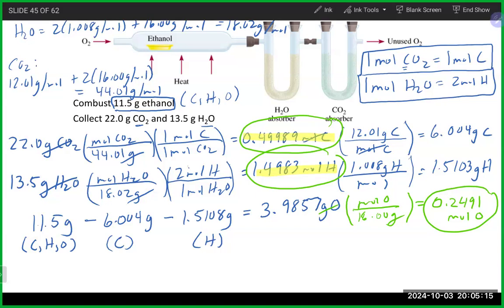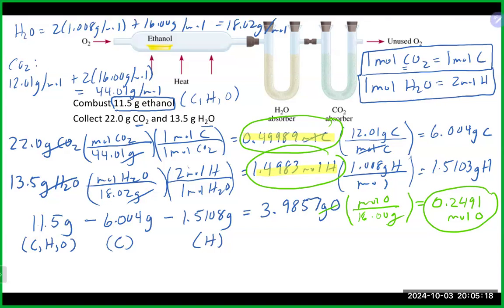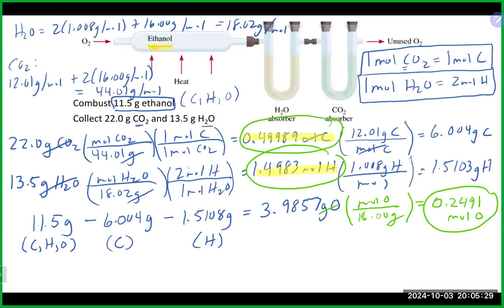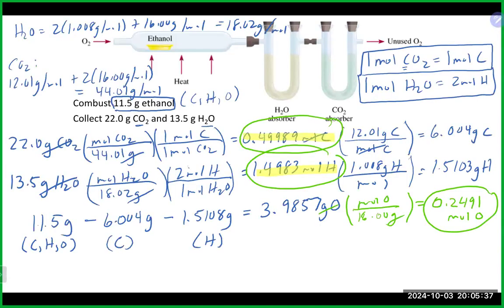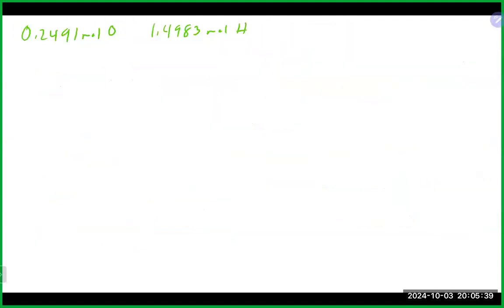So what I will do is we'll go to the next page here. So 0.249 moles of oxygen, 1.4983 moles of hydrogen, and lastly, 0.49989 moles of carbon. All right, at this point, we can see that oxygen actually is the smallest here. So we're going to divide everybody by oxygen.